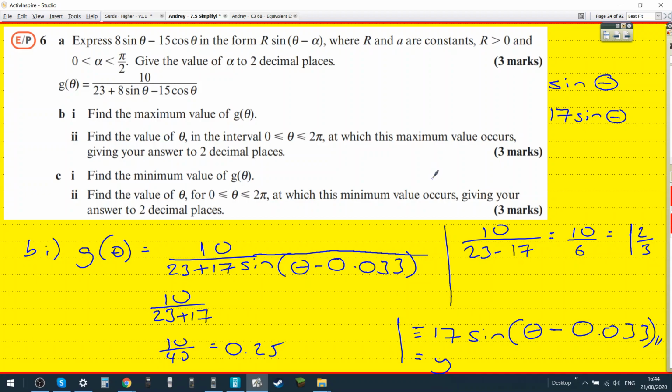Yes. Let me just try one more thing. You initially said sine theta can be 0. 17 sine theta also can be 0. What is 10 over 23 plus 0? Is it just 10 over 23? Yep. What is that as a decimal? 0.43. Okay, so that's in between our two. So what is our maximum then?